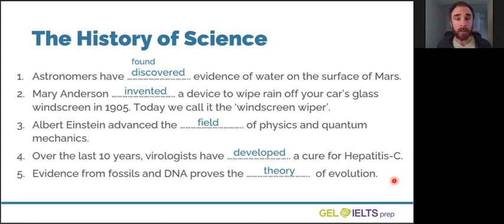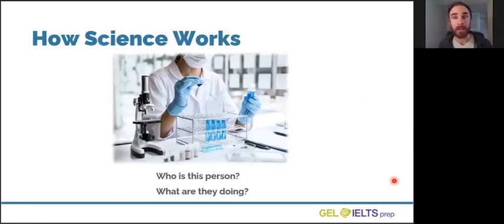Okay, so we've talked a little bit about the history of science. Now let's talk about how science works today. Here we can see an image of a person. Who is this person? Well, we could say this is a scientist, or maybe this is a researcher. Maybe it's a medical researcher. What are they doing? Well, we could say they are conducting research or doing research, or maybe they are carrying out experiments or conducting experiments.